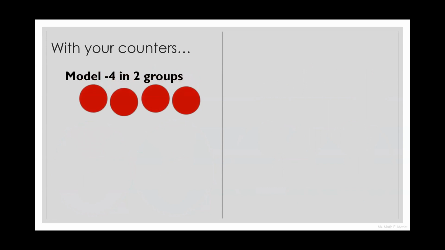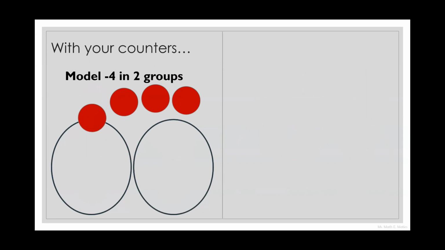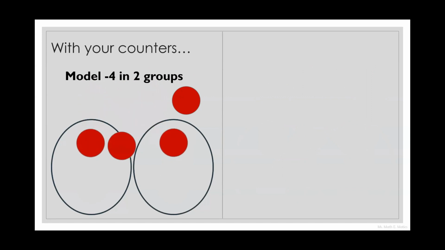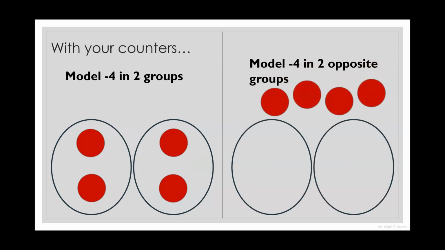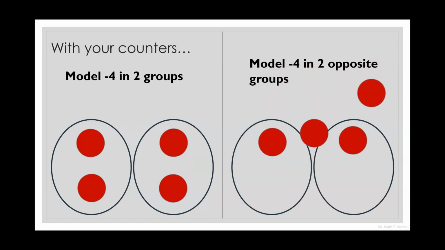Now let's try modeling -4 into two groups. Here's our two groups. Going one by one, dividing it out. Notice how we have -2 in each group. Now we're going to do -4 into two opposite groups. So divide them into those two groups, but change them to be the opposite, which would be +2 in each group.